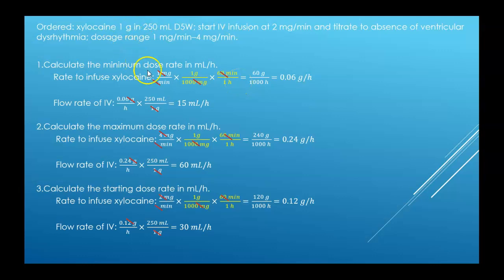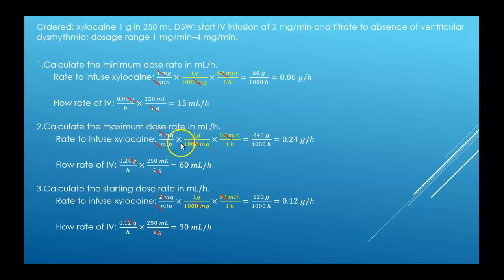So 1 milligram per minute times 1 gram to 1,000 milligrams times 60 minutes to 1 hour gives us 60 grams to 1,000 hours, or 0.06 grams per hour. So we take our 0.06 grams per hour, multiply it by our on hand, and remember we invert that again because we want milliliters on top for our flow rate, and we get 15 milliliters per hour. So that was our minimum.